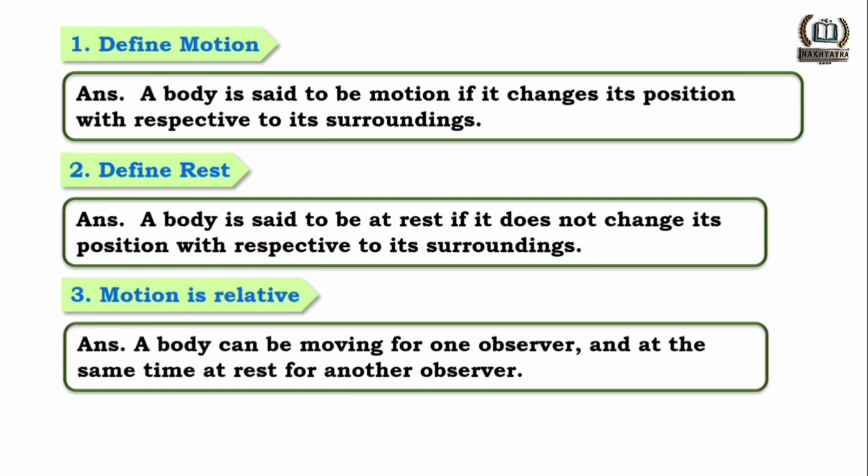And the last is motion is relative. A motion is said to be relative when a body can be moving for one observer and at the same time at rest for another observer. I already gave you an example by considering yourself sitting in a moving train. Is that clear everyone now? Okay, so these questions are from examination point of view. So try to note down these questions as well as their answers.